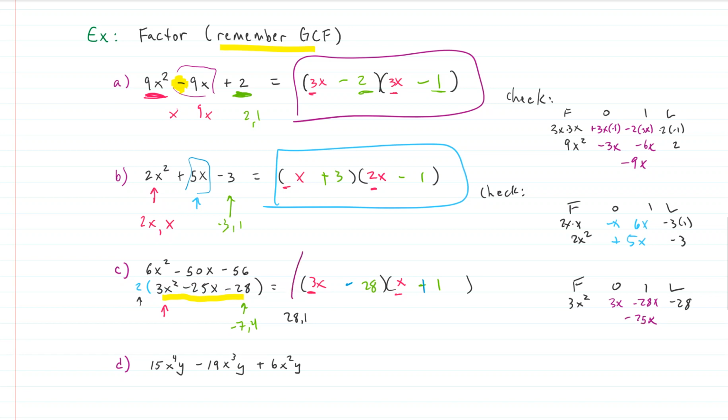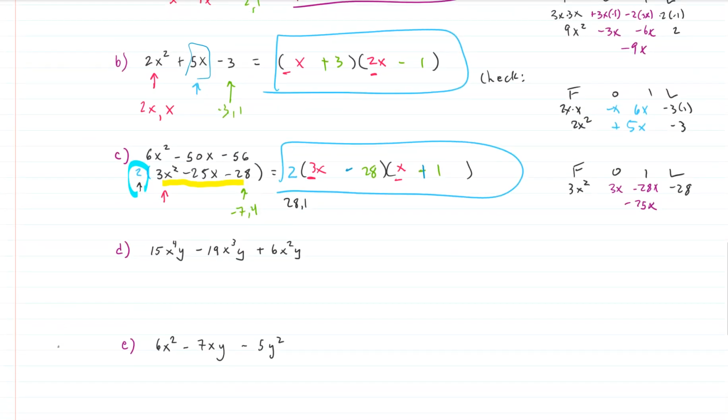We've found our factoring. Whoa, but we forgot one thing. We still have a 2 that's hanging out in front. So I need to put that out front. So we have that 2 still there. Now we're done. Perfect. We finished. Let's move on to D. So we have 2 more.